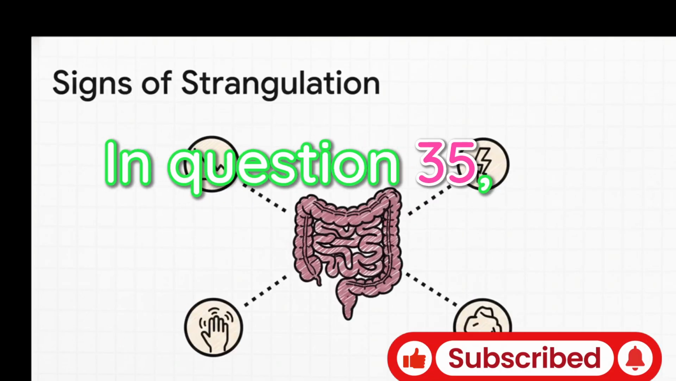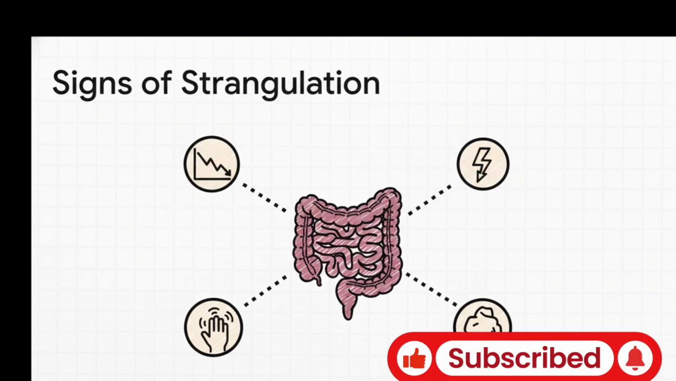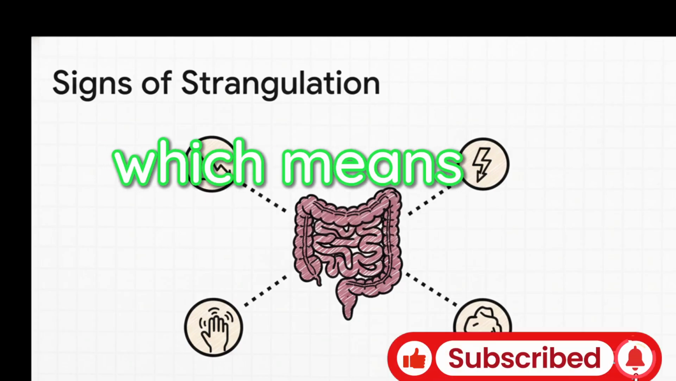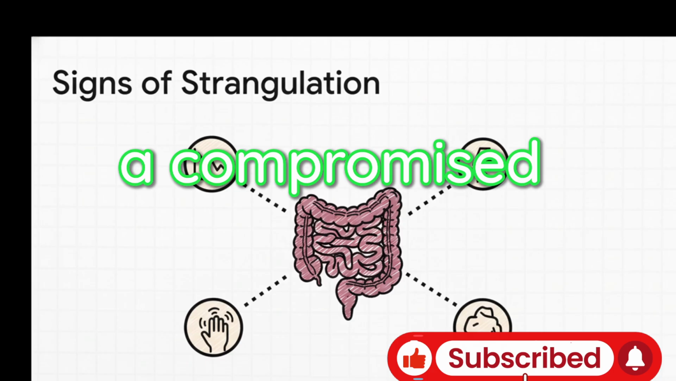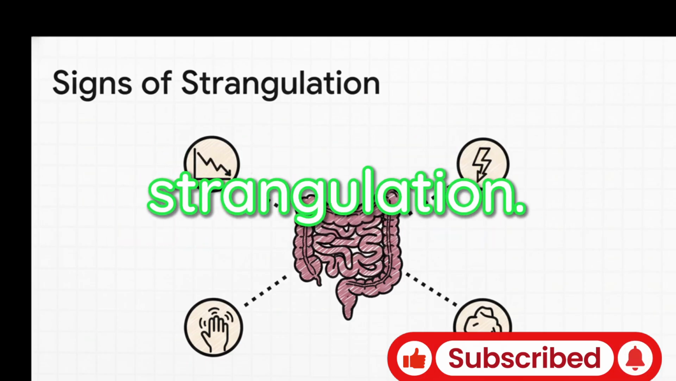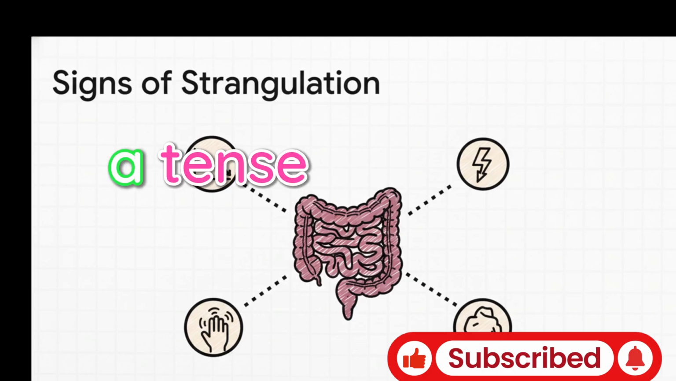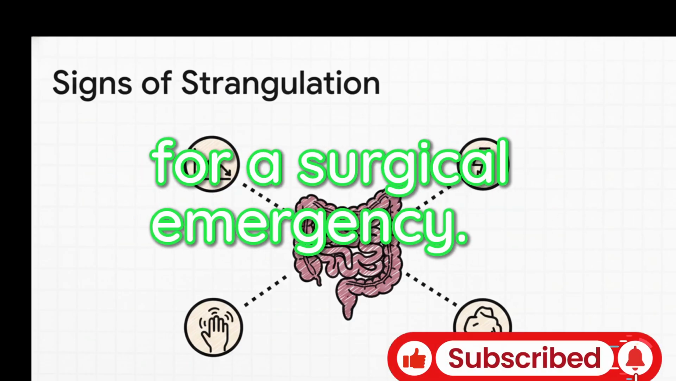In question 35, we're looking for all the signs that suggest a hernia has become strangulated. So we have 5 options to consider. The correct answer is D, which means all 5 of them are suggestive. Every single one of these points to a compromised blood supply, which is the definition of strangulation. Shock, constant pain, rebound tenderness, a tense and irreducible mass, these are all major red flags for a surgical emergency.